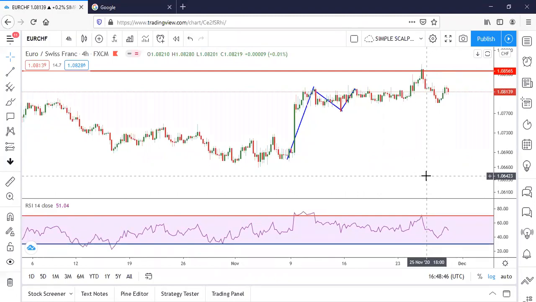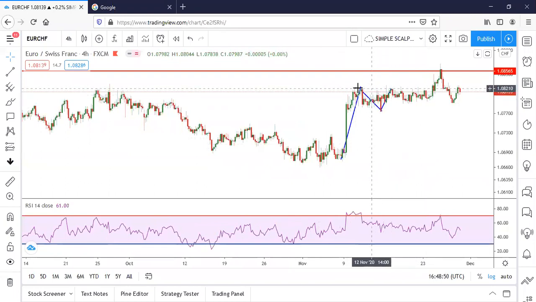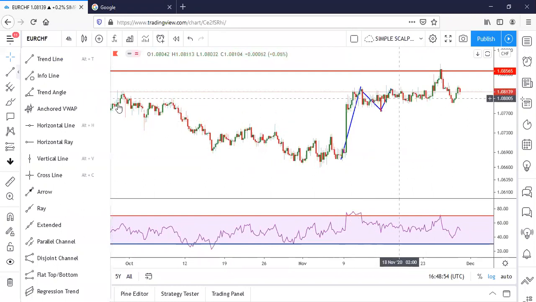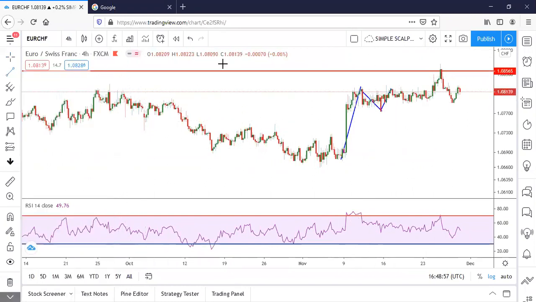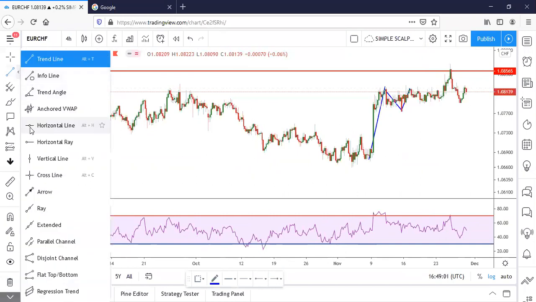taking a divergence trade. Some people may say there is divergence here. Yes, of course, there is divergence here, but to me it's not a perfect divergence, but it's at resistance.